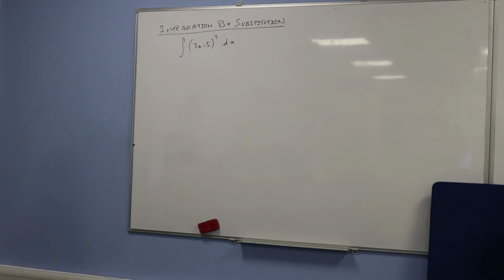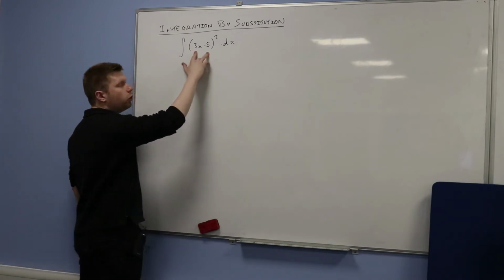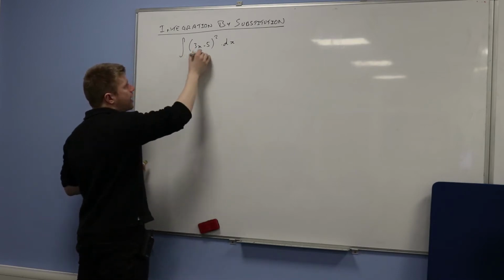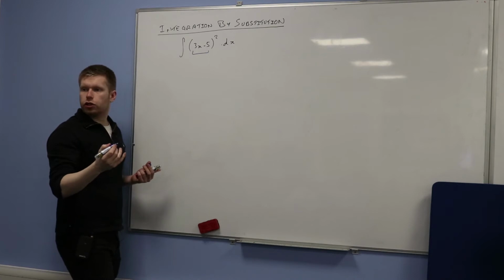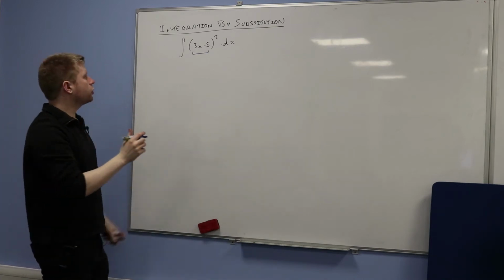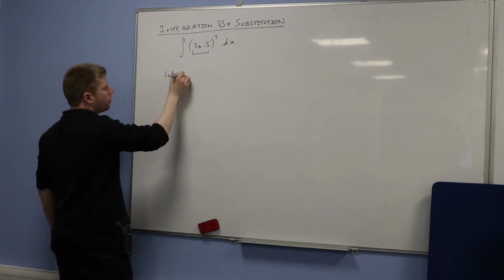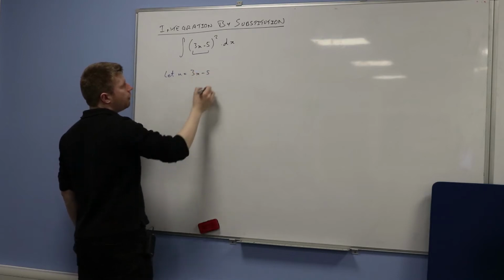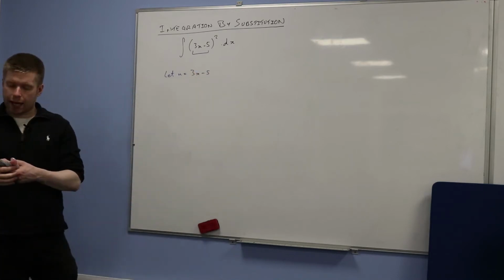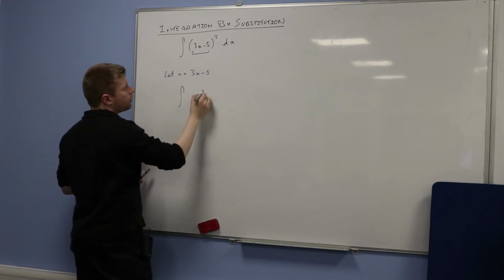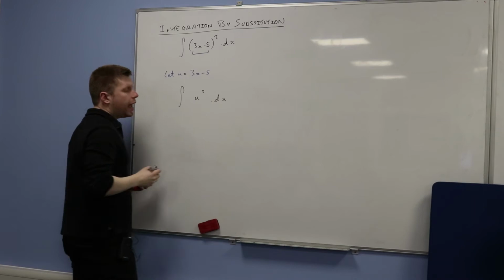Absolutely, yeah. So one way that we could do this is by saying, well, that's the awkward thing at the moment. So I'm going to set u to be that awkward function. It's a bit like a function within a function. Are you happy with that? I'm just setting u to be that function, 3x minus 5. In which case, my integral becomes, well, that's now u, isn't it? So the integral of u squared with respect to x.